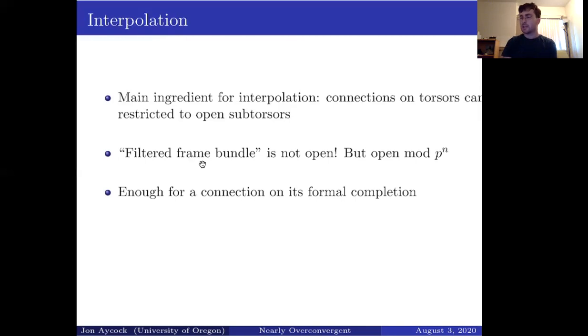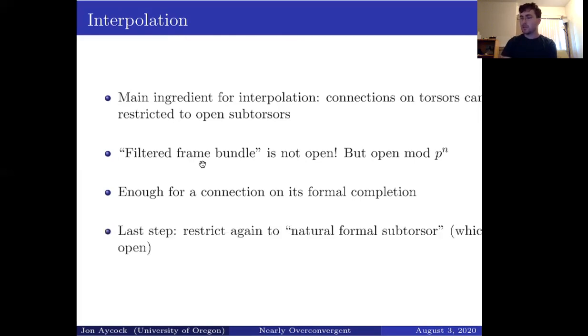So now we have this connection on its formal completion, and this is going to be our differential operator. But this is only going to work on modular forms of trivial nebentypus at p. So our last step is to restrict again to this natural formal subtorsor. Remember, there's a natural formal subtorsor in the overconvergent case that allows us to give it nebentypus at p. And this last one is open, so we don't have to do the rigmarole that we did for the first one.